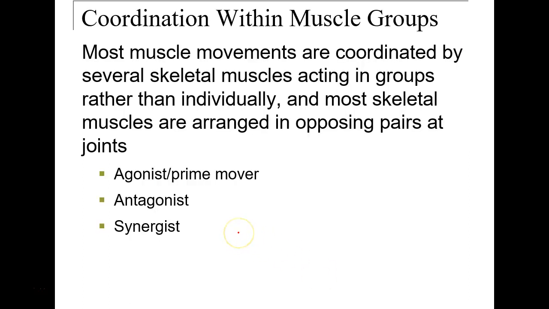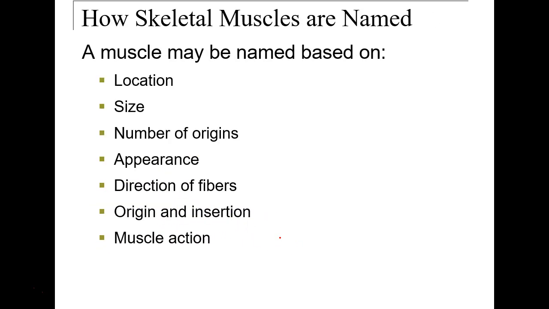Okay, coordination of muscles. So to actually move our body, we have to be able to shut some muscles down while contracting others. So we can work in agonist-antagonist pairs. We'll see quite a few of those throughout. Agonist would be considered the prime mover. Then we'll see a synergist every now and then helping the agonist muscle along with that movement.